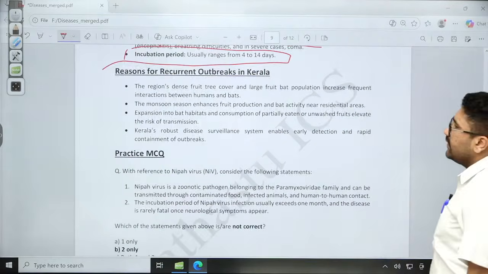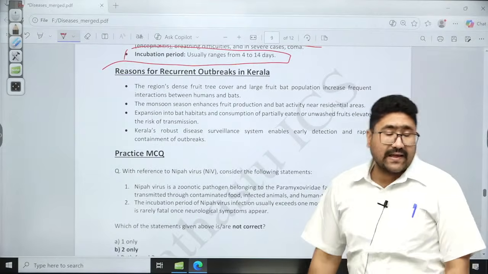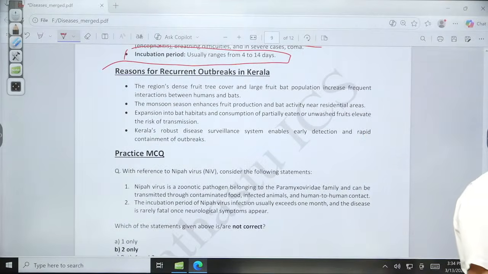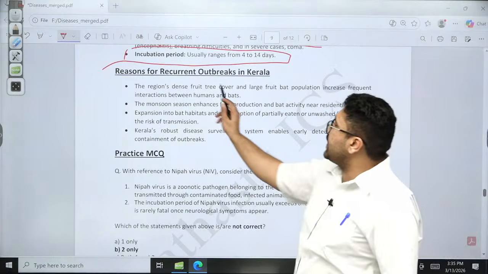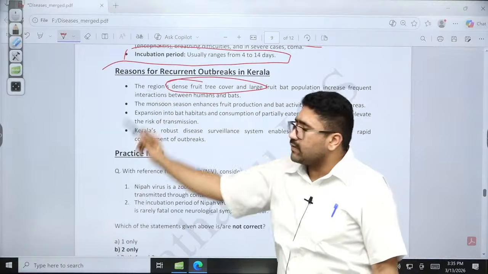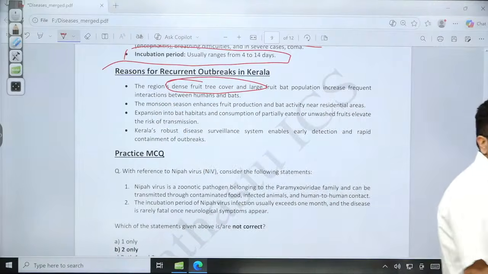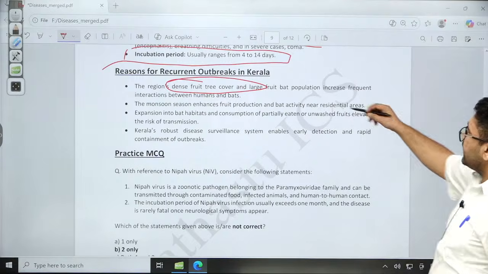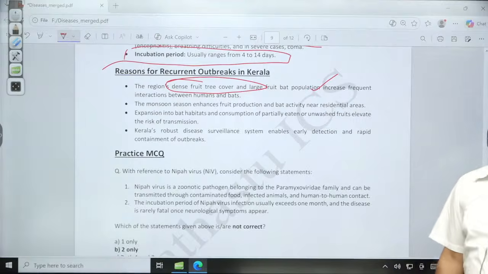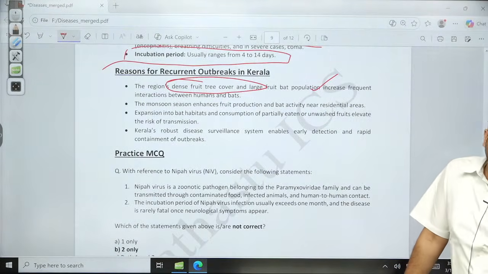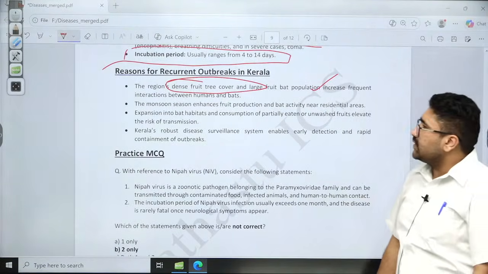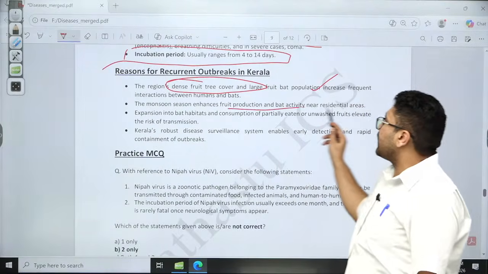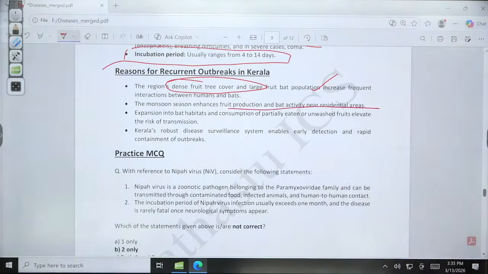ठीक. Reasons for recurrent outbreaks in Kerala. केरला में ऐसा क्या है कि बार बार Nipah virus वहाँ पे emerge होता है. केरला में Western Ghats है. So what happens is there is dense fruit tree cover in Kerala, because of which the population of fruit bats increases. Since the population of fruit bats increases, the fruit bats get infected by the Nipah virus. The monsoon season enhances the food production and the bat activity near residential areas.